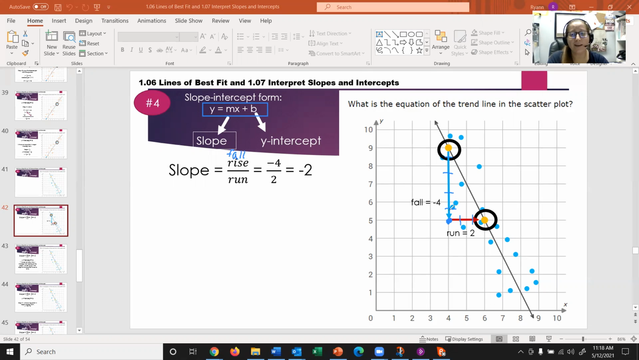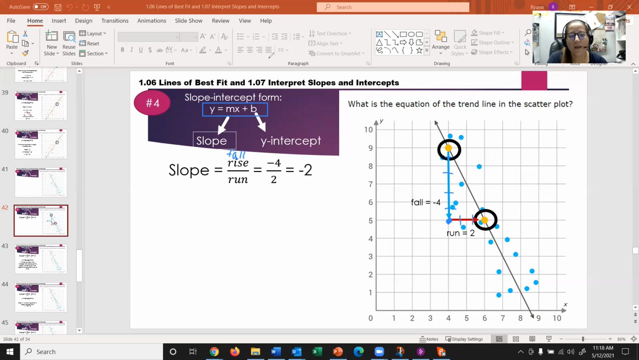And keep in mind, we just finished the unit on the Pythagorean theorem. Once we have drawn this fall and this run, we actually are looking at a right triangle. So that's something fun just to keep in mind from the last unit we talked about.